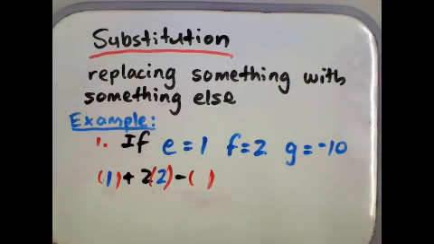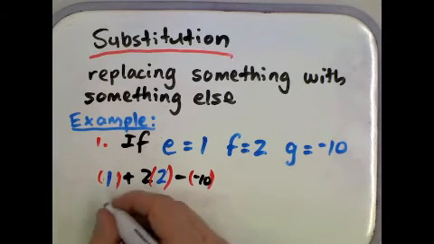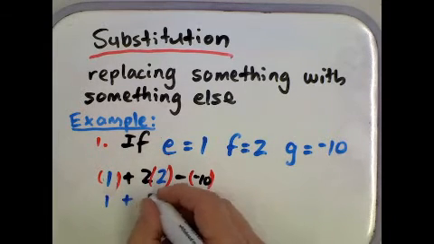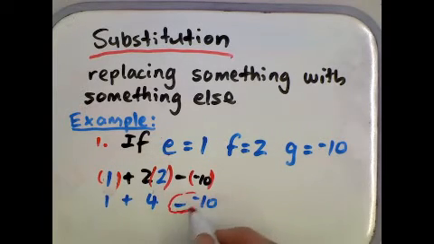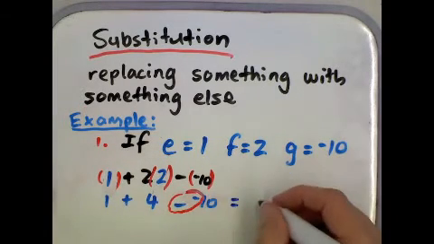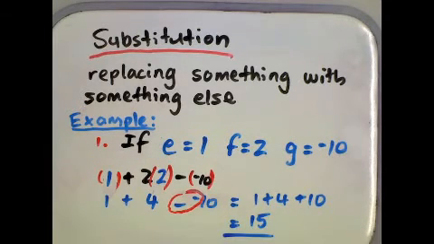So again, we've got to be careful with our negatives here. We've got to be good with our directed numbers, that's adding and subtracting numbers. So we've got 1 plus 4, since 2 times 2 is 4. Minus a minus: now remember, subtracting away a negative becomes a positive. So we have 1 plus 4 plus 10, which gives us 15.